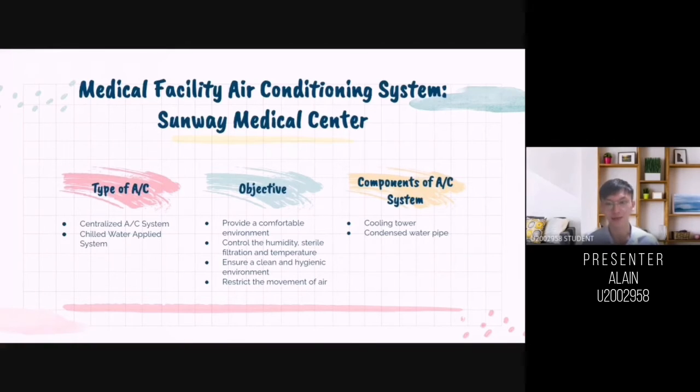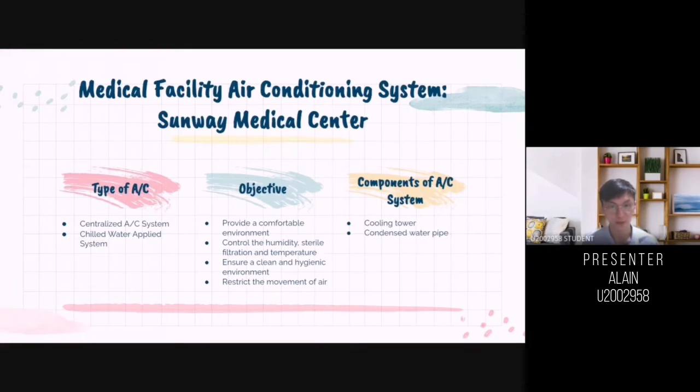Furthermore, this system is utilized to control the humidity, sterile filtrations, and temperature of the rooms or the whole medical facility. Apart from that, it helps ensure a clean and hygienic environment in the hospital. Prevention and treatment of diseases can be achieved with a proper air conditioning system, as it restricts the movement of air within different treatment centers or rooms. In other words, the spread of bacteria can be minimized or prevented.